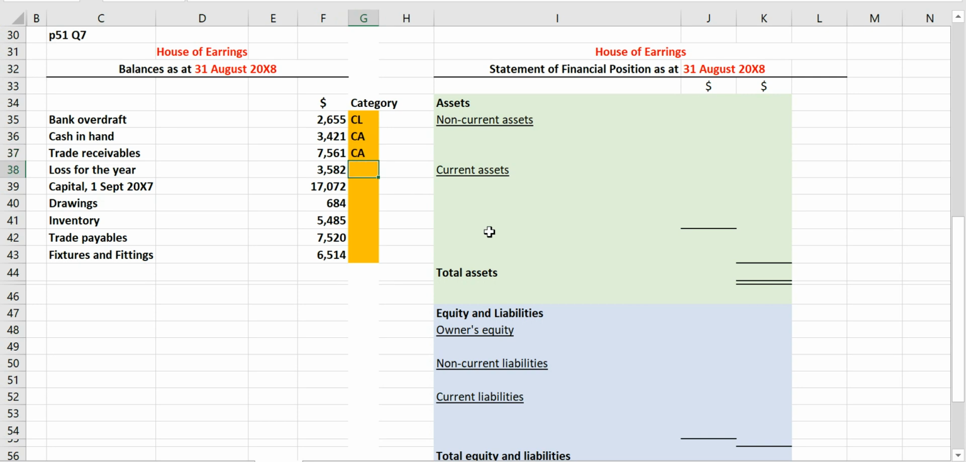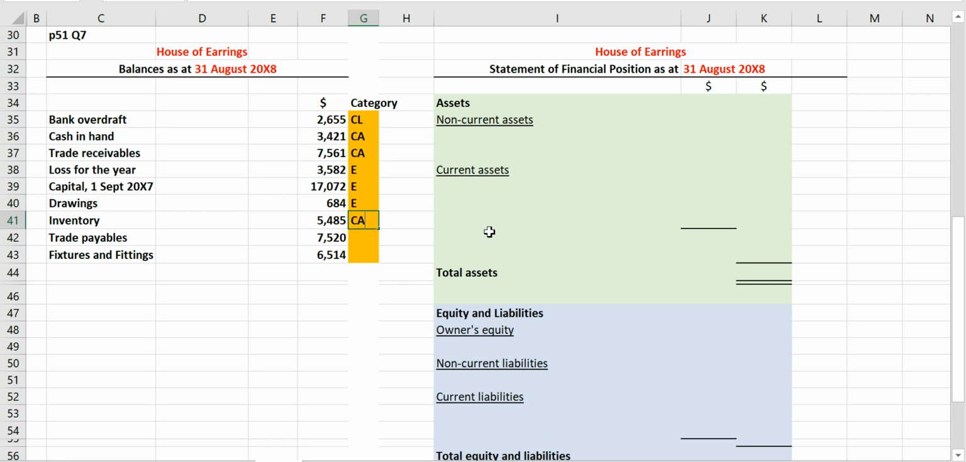Now, loss for the year, just like profit for the year, belongs to equity, but it's a negative equity because it reduces your capital. Next is capital on the 1st September 20x7, which is the first day of this financial year, ending on 31st August. So it is a beginning capital classified as equity. Drawings is taking out capital from the business by the owner for personal use. So that is also part of equity.